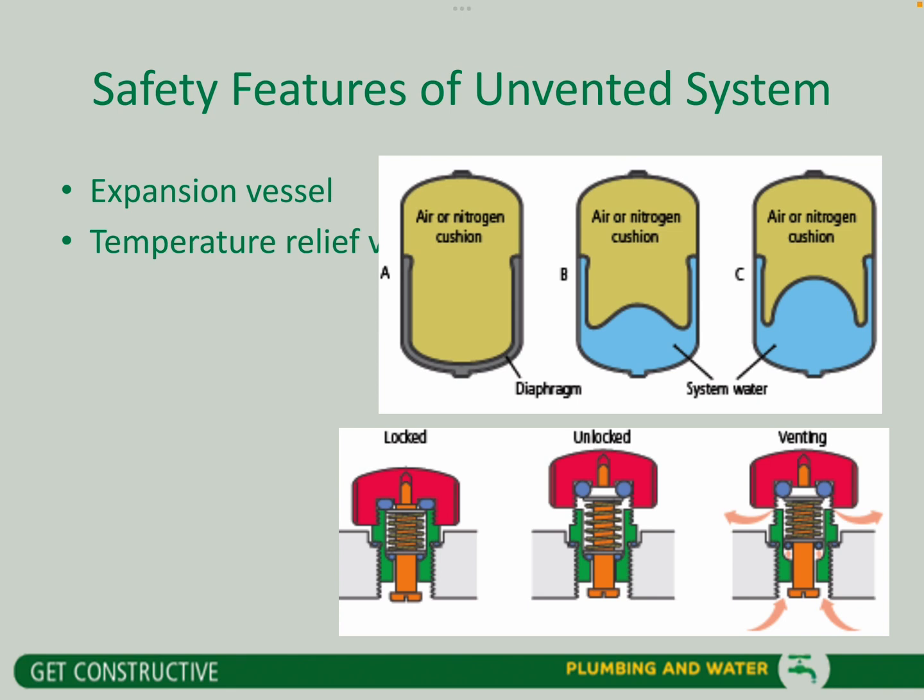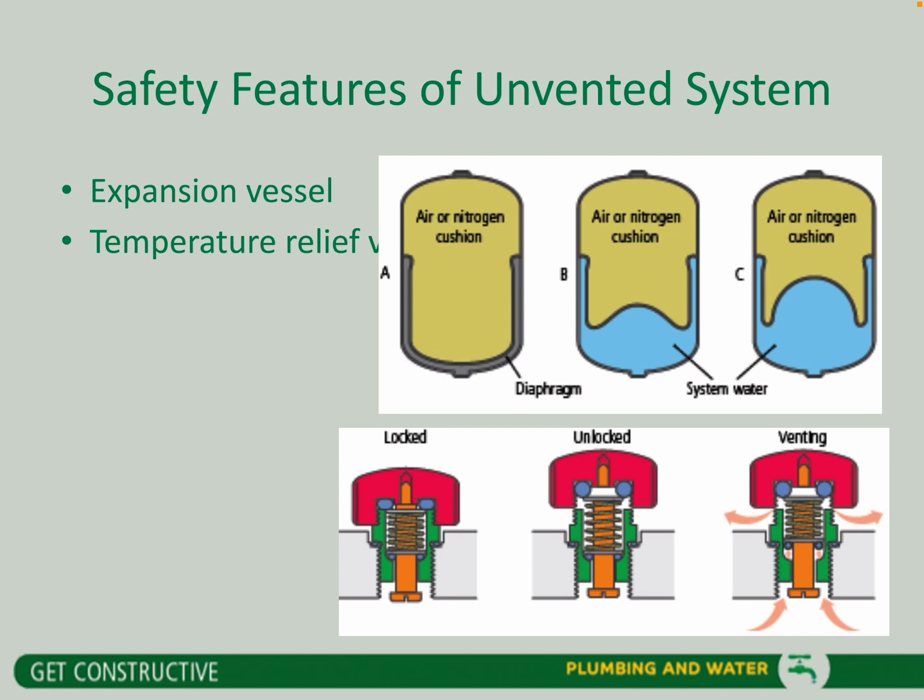Now, having a look at our expansion vessel and our temperature release valve. These two are safety features that must be used for an unvented system. So far, everything up until the last image was a vented system. That's because it had the expansion pipe going up into the attic, into that cistern, and out of the building, or back into the building, should I say.